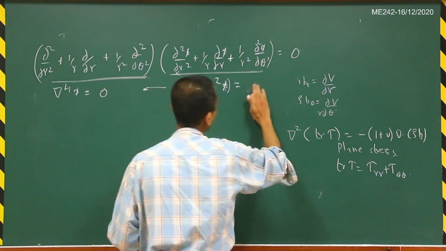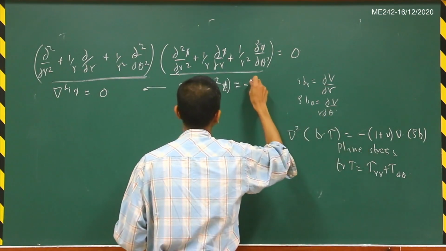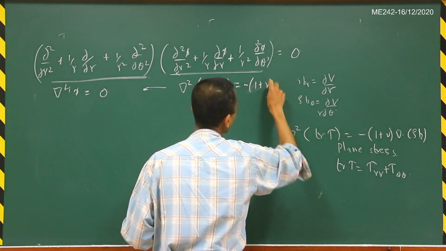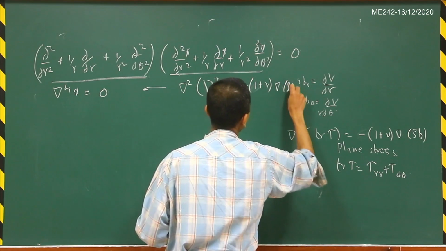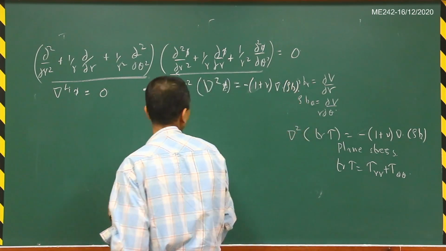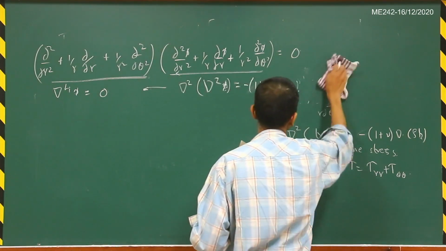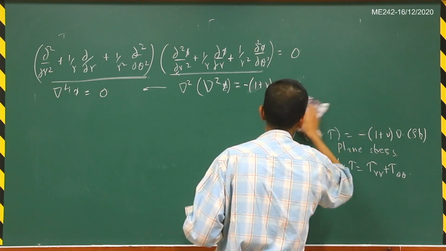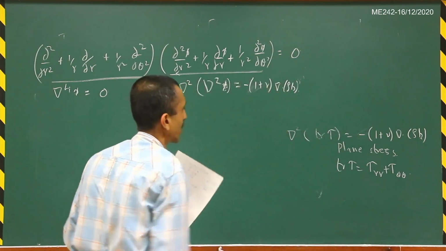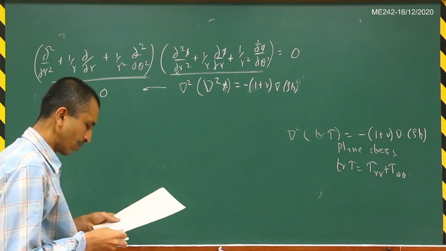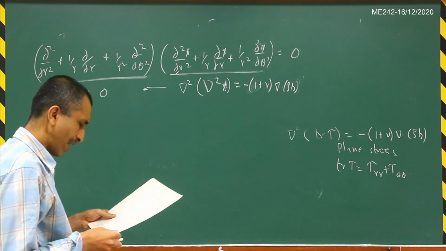Again, sorry about this. I should have minus of 1 plus nu, del dot rho b. So if you include the body force, then it is not 0. But if the body forces are 0, then of course this right hand side is equal to 0 here.